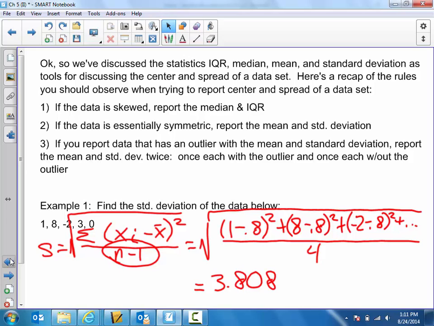Oh, yes, I did. In this slide here, there was one other thing I wanted to mention. You are told that when your data is skewed, go with the median and the IQR for measures of center and spread. You are told if the data is symmetric to use the mean and the standard deviation as measures of center and spread.